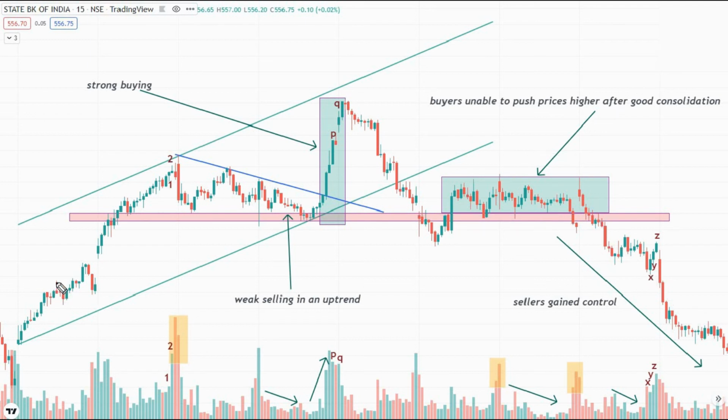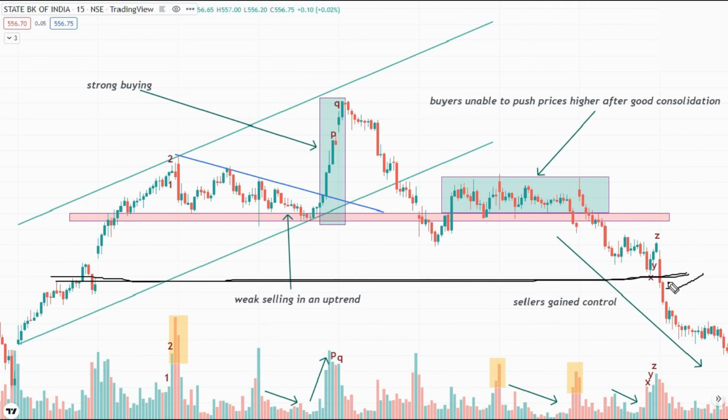Again we could add here, when prices broke this important support zones, we could again add to our positions here with stop loss here and ride the downtrend.